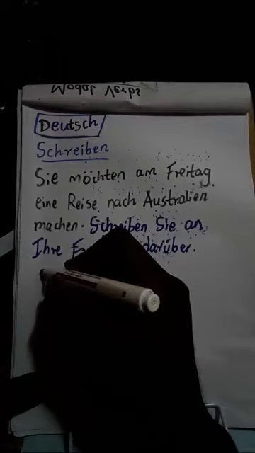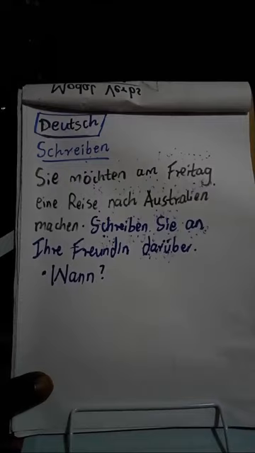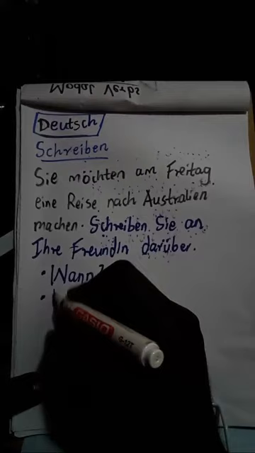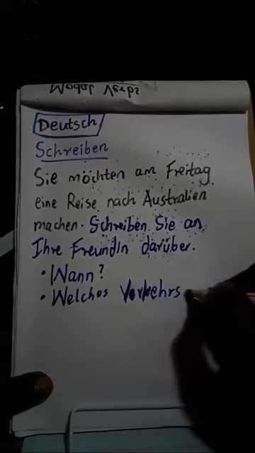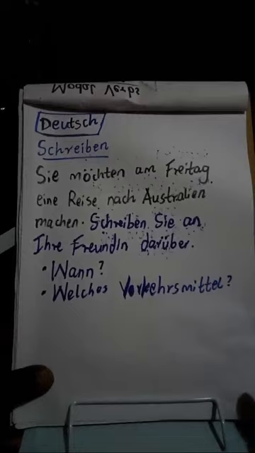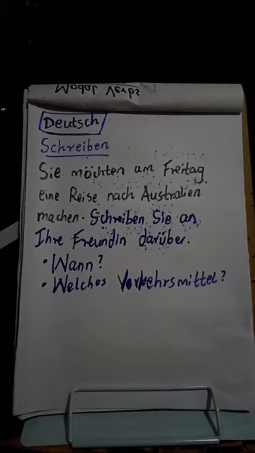And then here comes point one. Point one tells you, tell her wann. So, tell your friend, wann, when are you traveling? And then point number two, welches Verkehrsmittel. I'm taking it slow so that you get every point correctly. So, Sie möchten am Freitag eine Reise nach Australien machen. Schreiben Sie an Ihre Freundin darüber. Write to your friend about it. So, point number one, wann? When are you traveling? Point number two, welches Verkehrsmittel? Which means of transport are you going to use?